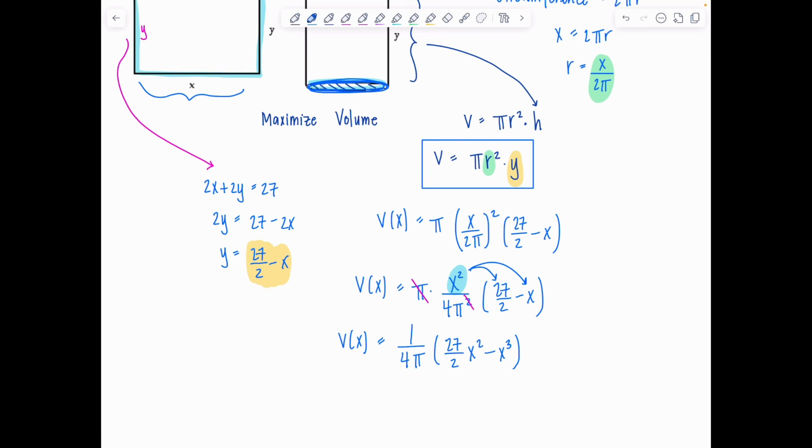Okay, now look at what we just did. Look at how nice life is going to be. I put the constant all the way out here. So when you take the derivative, you just ignore it, right?